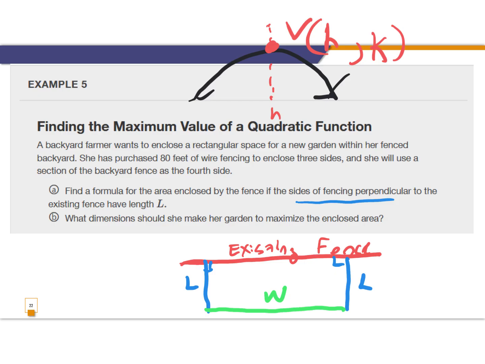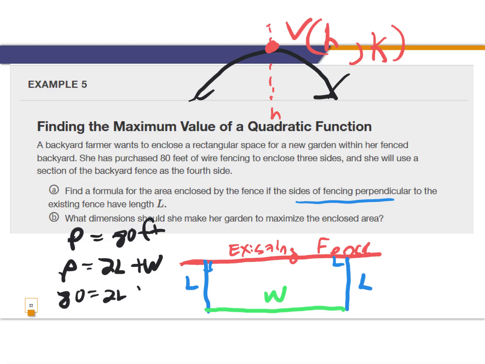What do I know right now? I know that the perimeter of fencing that I purchased is 80 feet. So I know that my perimeter right now would be 2 L's and a W. And that has to add up to 80 feet. So I may need that as I try to put together the equations for area and try to maximize it. So I think the next slide already set the picture up.